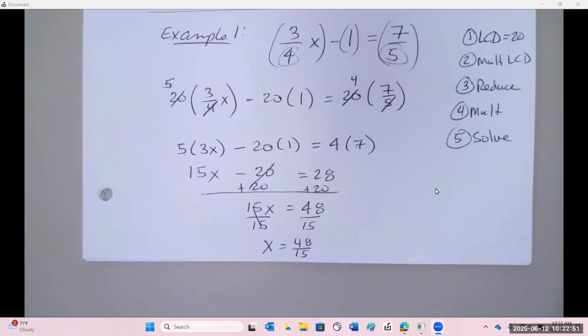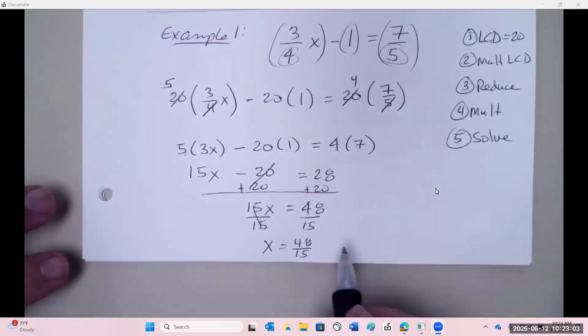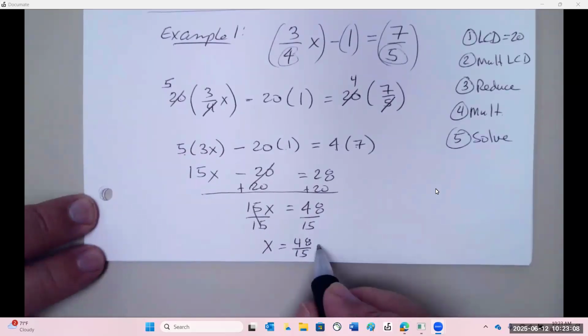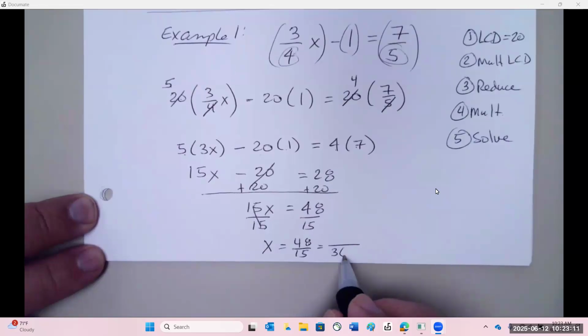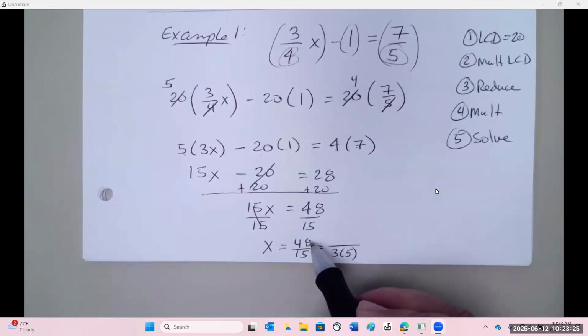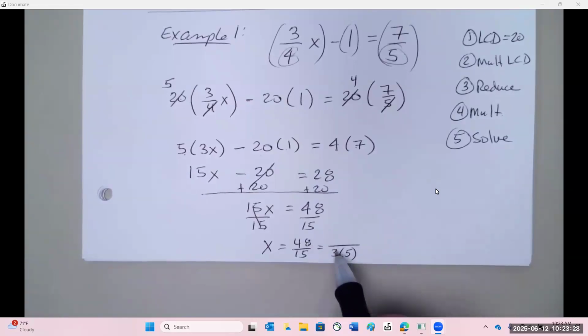Can we reduce that any further? Remember, if you can reduce an answer and you don't, you'll get it wrong. Well, how do we know that they both have something in common? What is 15 multiplied by? 3 times 5, right? Does 5 go into 48? How do we know? The only way it's divisible by 5 is if it ends in a 0 or a 5. But is it divisible by 3? How do we know that?